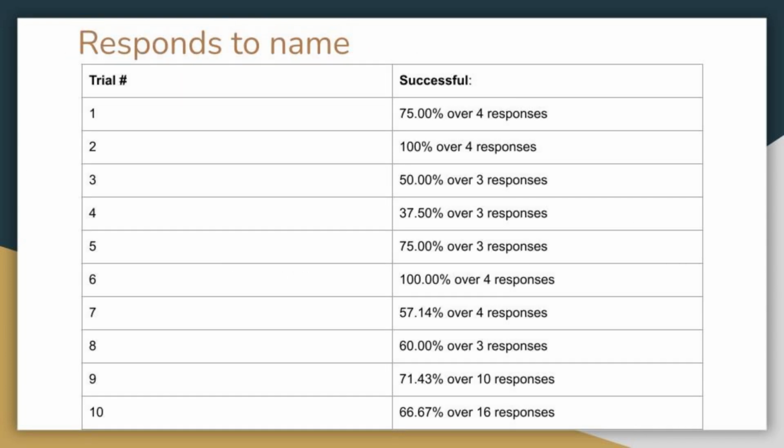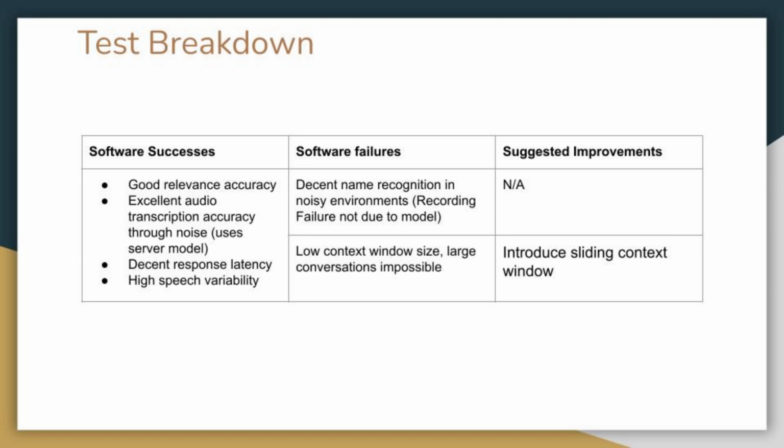The name response rate is relatively decent at 69% overall across all tests. This is well within spec and is reasonable given our constraints and noise. As a result of all these tests, we have determined that the system does its job well. We have good relevancy, and it's rather robust to noise once the naming problem is circumvented.